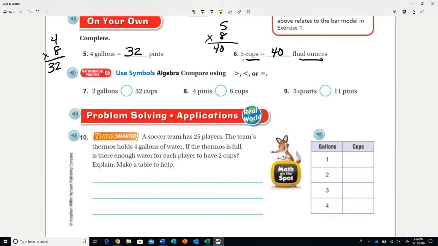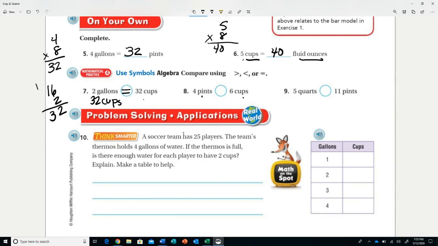Down here, very similar to the previous lesson, greater than, less than, or equal to. We are just comparing which one is greater than, less than, or are they equal. So 2 gallons to 32 cups. Well, I happen to know that 1 gallon is 16 cups. So I'm going to take 16 cups times my 2 gallons, and I am going to get 32 cups. So these are in fact equal.